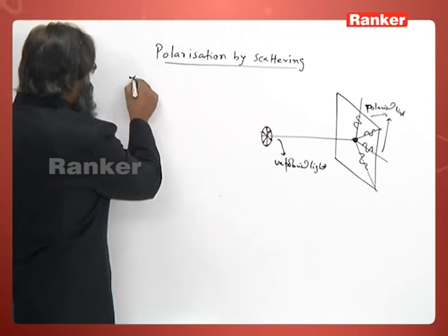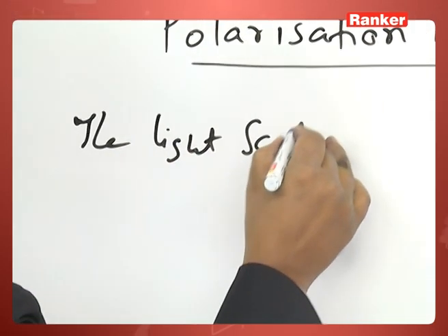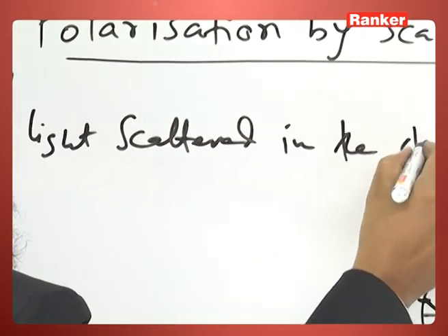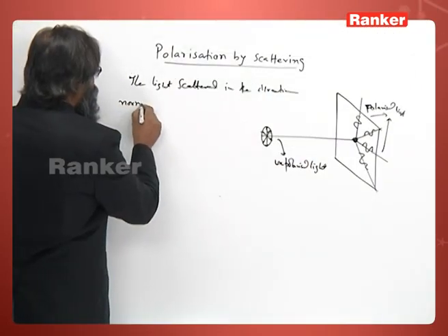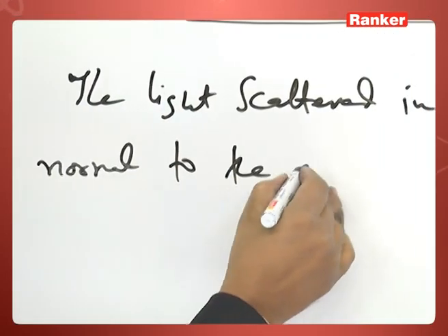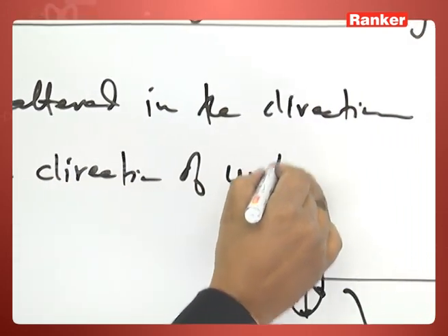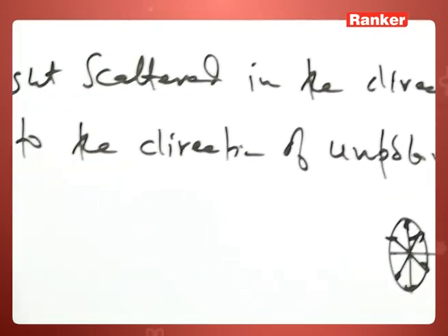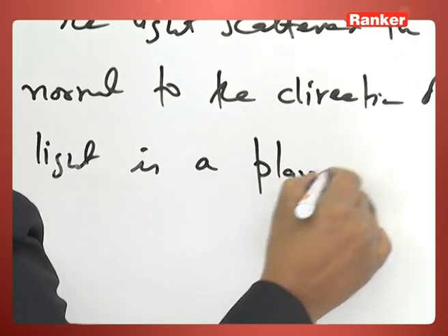So the light scattered in the direction normal to the direction of unpolarized light is plane polarized light.